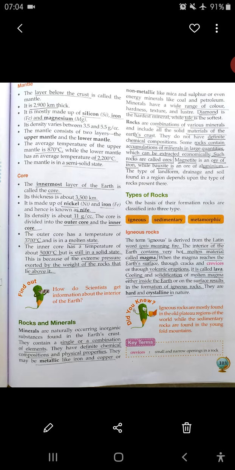Now, one more term you learn in this chapter is ores. What are ores? Ores are rocks which have an accumulation of minerals in large quantities, and it is possible to extract these minerals from these rocks. Okay, so now you got the term ore. Magnetite is an ore of iron and bauxite is an ore of aluminium. So iron is extracted from magnetite and aluminium is extracted from bauxite.